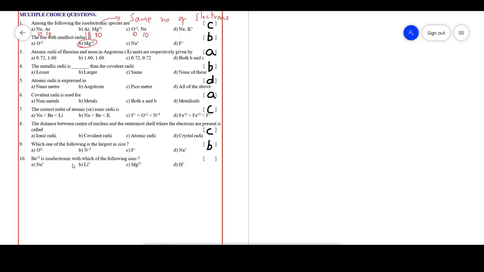Next, beryllium 2+ is isoelectronic with which of the following ions? Normally beryllium will have 4 electrons, and in these 4 electrons, 2 electrons are lost. So beryllium 2+ means 2 electrons. Na+ means it will be having 10 electrons. Lithium has 3 electrons, and plus means 1 electron is lost. So this is the answer, 2 electrons. This is also having 10 electrons, and this is having no electrons. So isoelectronic means the same electrons. So answer is B.